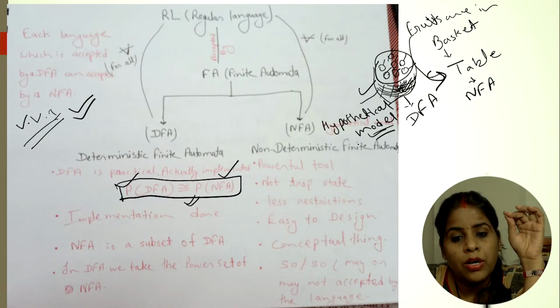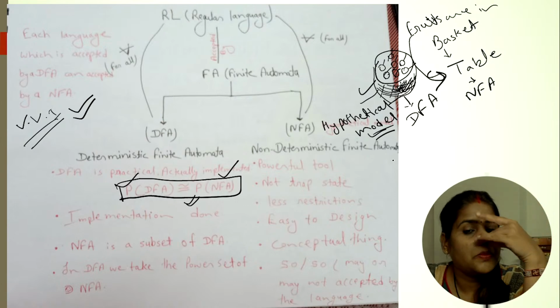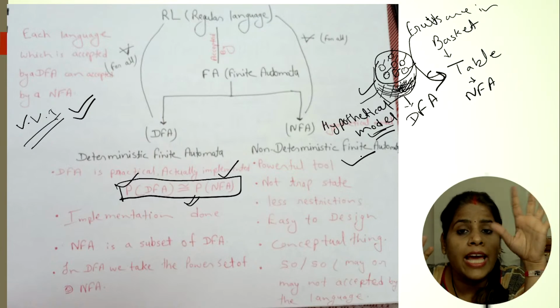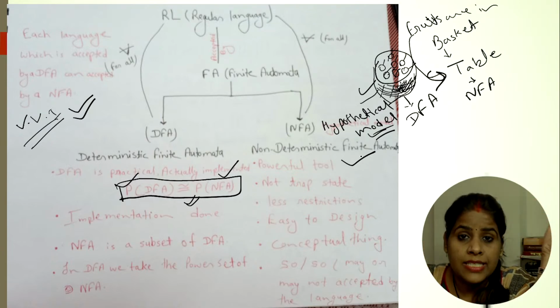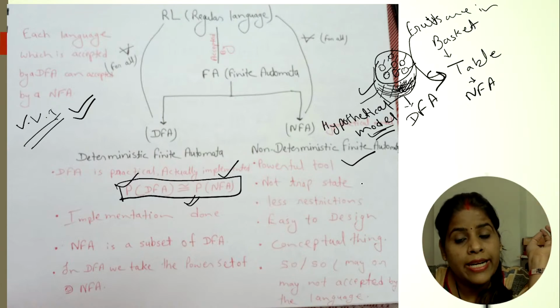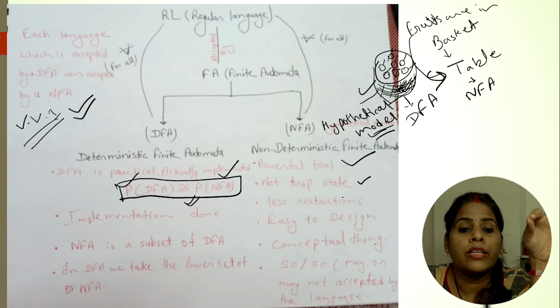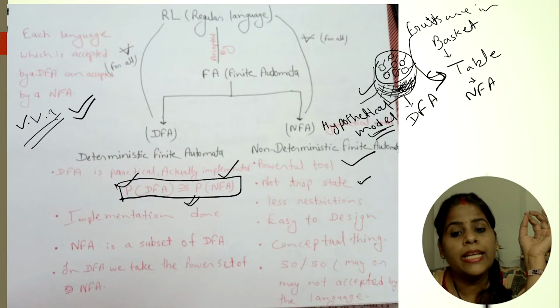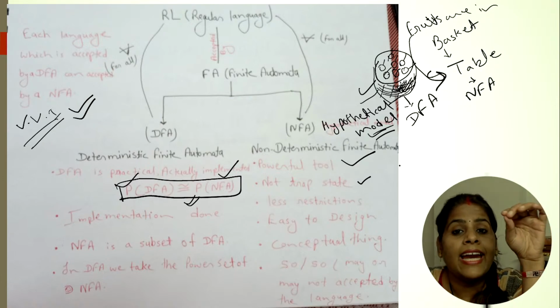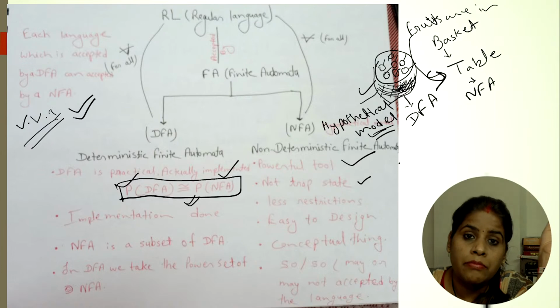NFA, hypothetical model, non-deterministic finite automata. This is a powerful tool because there are multiple transitions and this is versatile. Okay, that's why it is powerful. No, not trap state. Trap state is not there. In DFA there may be a trap state because I will explain it in detail, but in NFA there is no trap state. Trap state is that from where we cannot return back.